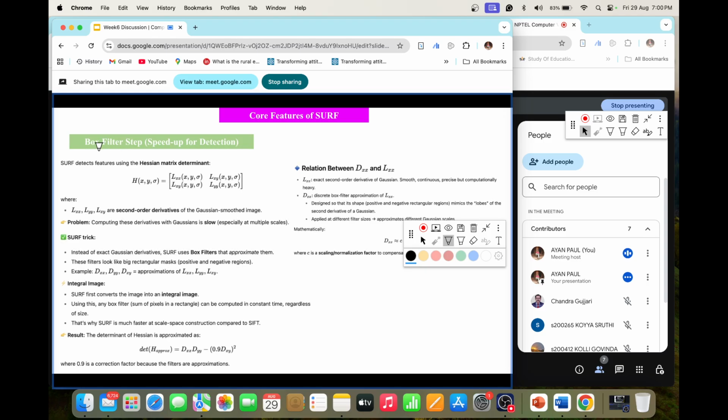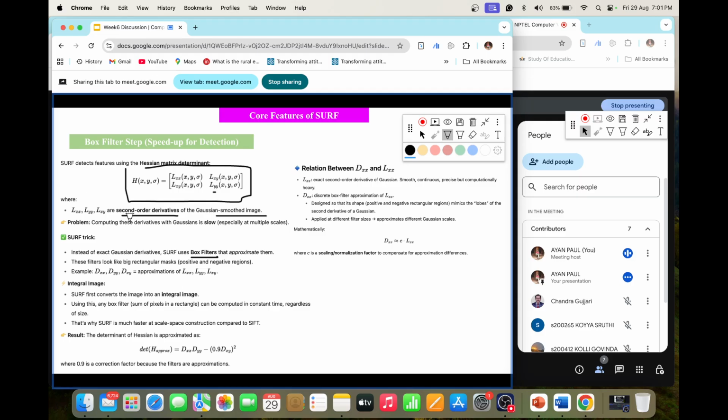The core feature here: when we are finding the second order derivative of the Gaussian function, or the Laplacian of it, we are applying a box filter. Why are we applying a box filter? To simplify the calculation. So this is our Hessian matrix: Lxx, Lxy, and Lyy. We can see by the subsequent example how to find it. But this is the Hessian matrix, where L is nothing but your Laplacian.